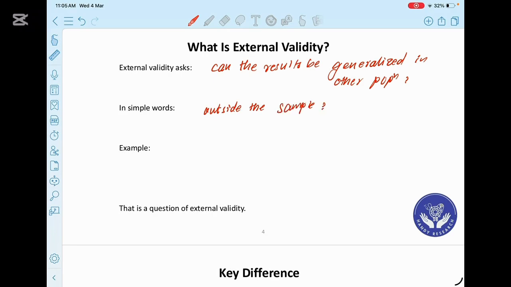For example, a clinical trial includes only young males. Even if it is internally valid, can we apply the results to elderly females? That is the question of external validity.